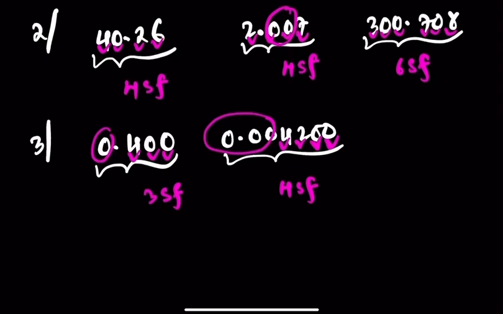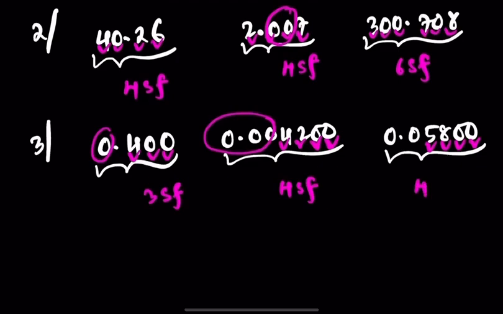Another example, 0.05800. So this has 1, 2, 3, 4. This has four significant figures. Again, in this case, we are not counting these two zeros which are before the non-zero digit, but we are counting these two zeros which are after the non-zero digit.